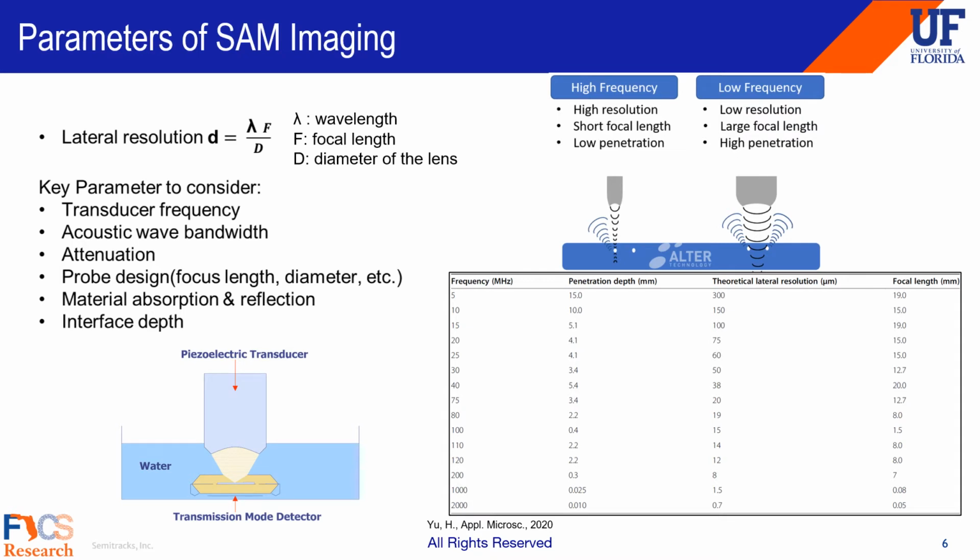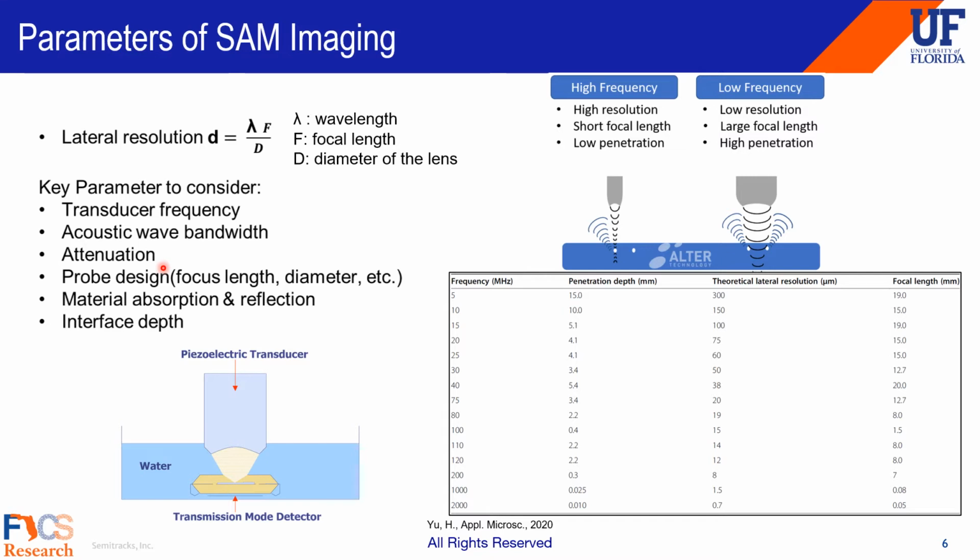Another parameter is the resolution of SAM. Key factors of this include the following. Each one is linked to another, so I'll briefly explain it. We have our lateral resolution equals the wavelength times the focal length divided by the diameter of the lens. First, we have the transducer frequency. The higher the frequency, the higher the resolution will be. We also have the acoustic wave bandwidth. This one is related to the axial resolution.